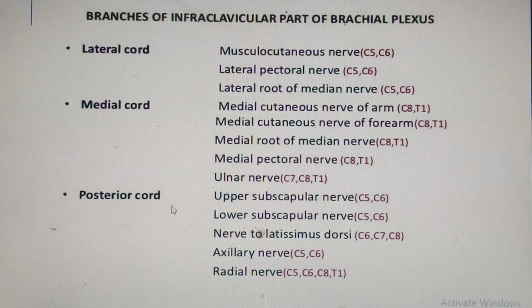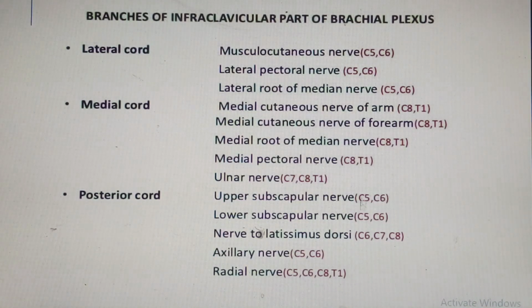Then we go to the posterior cord. Yes, posterior cord with a mnemonic STAR. That's also 5 branches at the end of the day. And S in the STAR is subscapular nerve. But for the subscapular, we have upper subscapular nerve and of course lower subscapular nerve. Both of them have root values C5, C6.